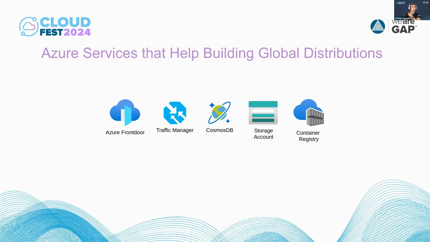So in order to build event-driven applications, you have to start thinking about services that give you a flavor of global distribution in your applications. We have a list of services on my screen that are going to provide solutions for you. And these services have one particular thing: they are globally available from the moment that you create them. We have Azure Front Door, Traffic Manager, Cosmos DB, Storage Account, and Container Registry. These services have the capability to be fully available throughout the globe.